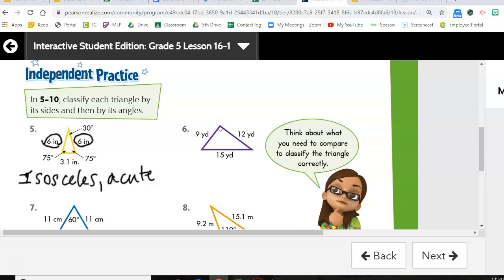All right, next up, number 6. My sides first. I have 9, 12, and 15 yards. None of those sides are the same. When none of the sides are the same, that is a scalene triangle. Now I have to look at the angles. They didn't give me angle measures. What they did give me was the little square. Do you remember what that square means? The square means it is a right angle, 90 degrees. Anytime you have a right angle, it's going to be a right triangle. So the way you would classify this triangle would be scalene and right.